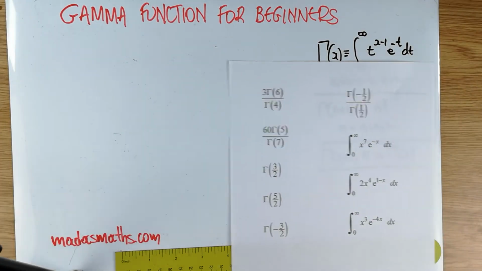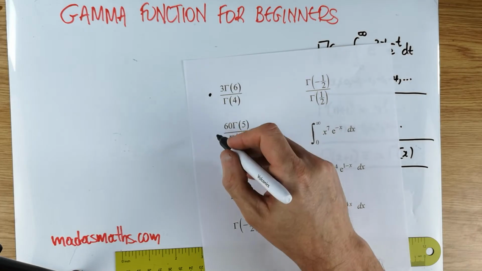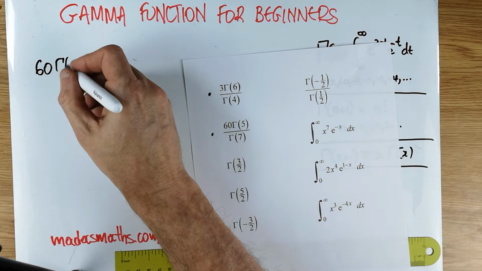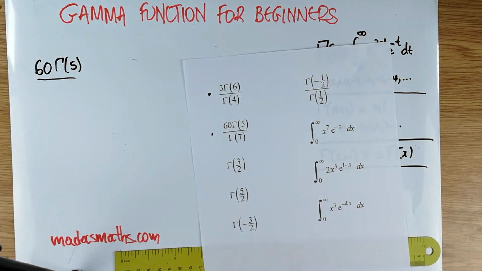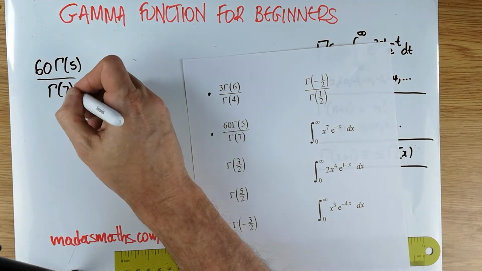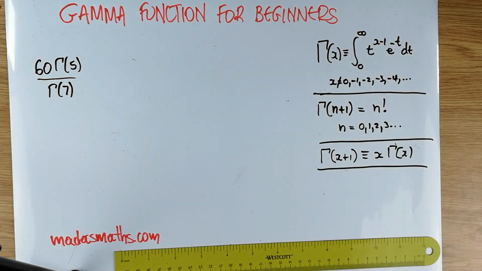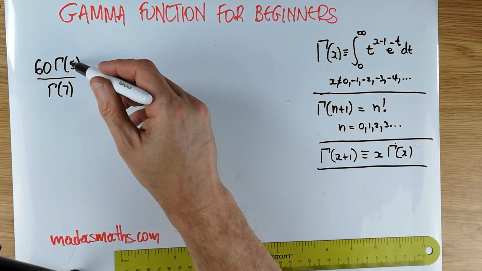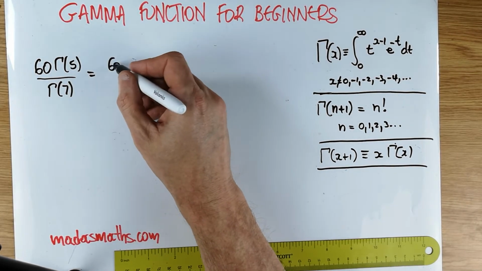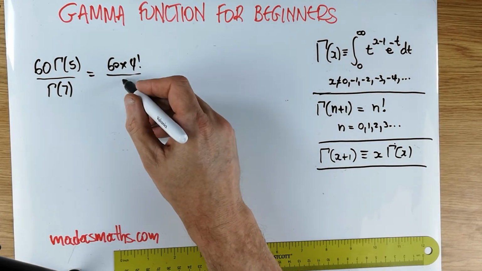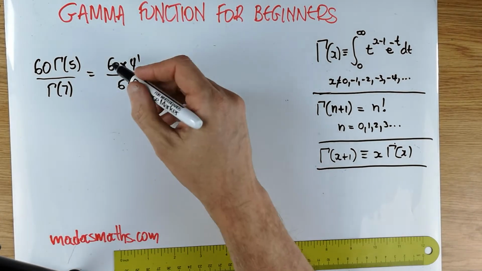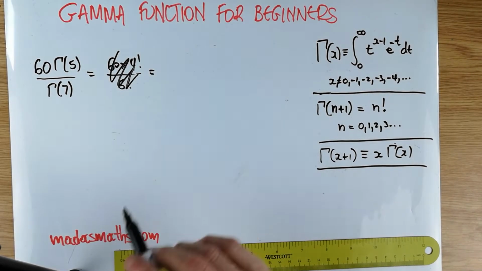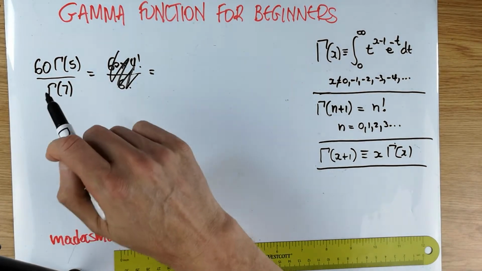Okay, and the next example that we've got to do from our list, so we're done with this one, is 60 gamma of 5 divided by the gamma of 7. We can say the gamma of 5 is of course 4 factorial, so 60 times 4 factorial divided by 6 factorial, and bang into a calculator. But because I can't be bothered, the numbers are a little bit big, I'm going to do a similar sort of trick like I've done in the previous example.